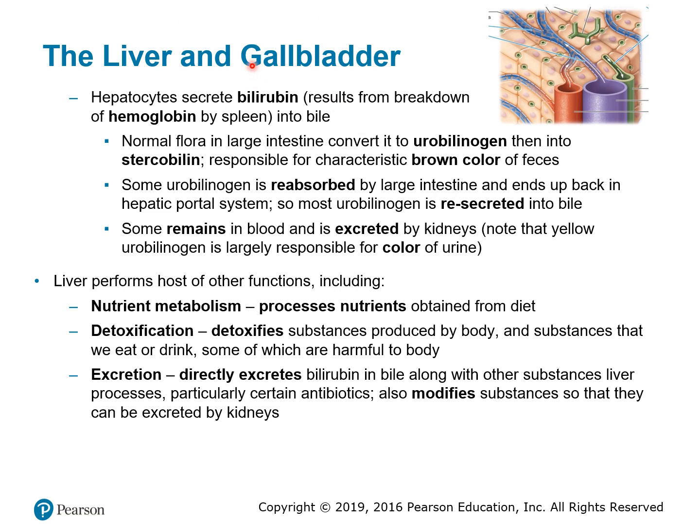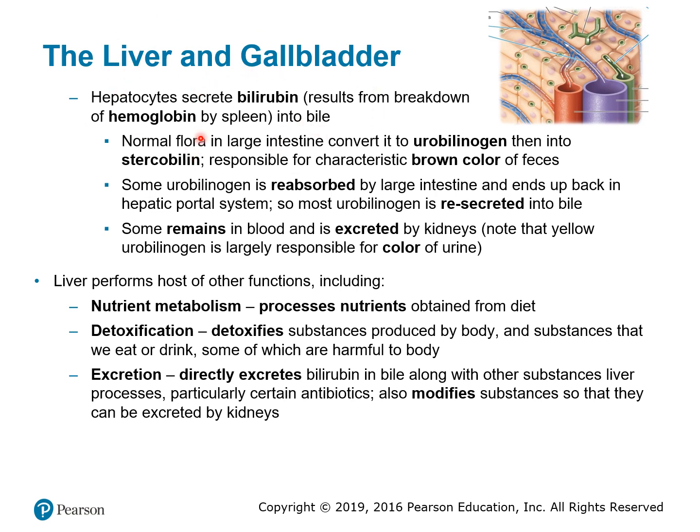So how the liver is going to break down or secrete that specific material is going to mainly be through hepatocytes. They secrete bilirubin, which comes from the breakdown of hemoglobin, the protein found in the red blood cells. This breakdown is done by the spleen. Okay, so hepatocytes secrete bilirubin, which is put into the bile.